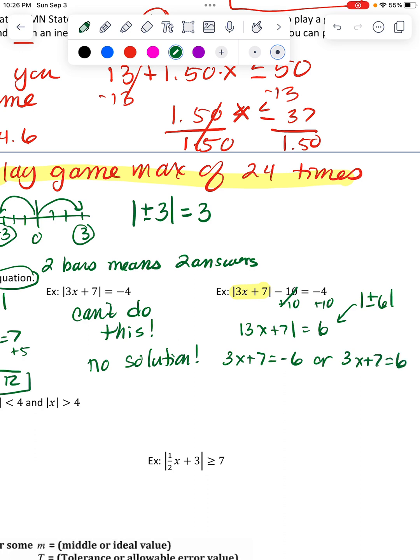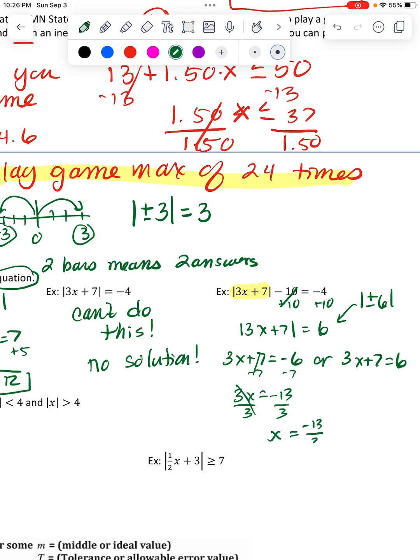I never change what's inside the bars. The 3x plus 7 stays that way. The only thing I change is whether it equals the positive or negative version of my value. And then I'm just going to solve each one. So taking away 7 and dividing by 3. So one of my options is -13/3.